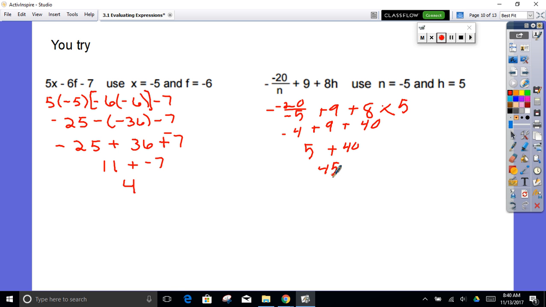You also could have handled this as a -20. You could have changed this to addition right away because that's minus a negative. So you could have made this 20 divided by -5, which would have given you an answer of -4. Either way would have been fine.